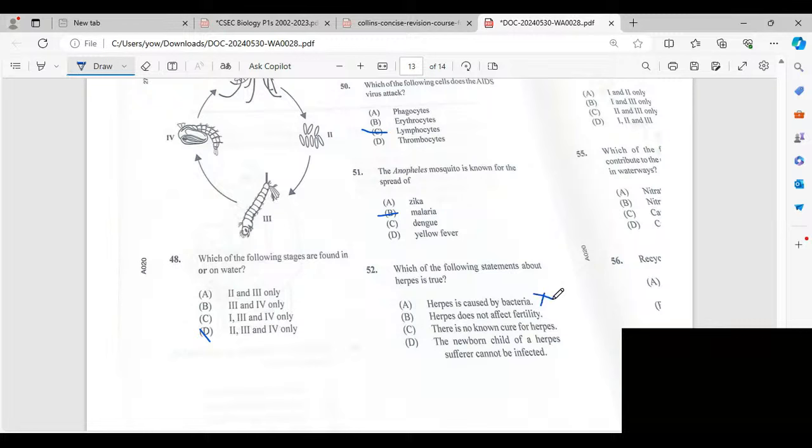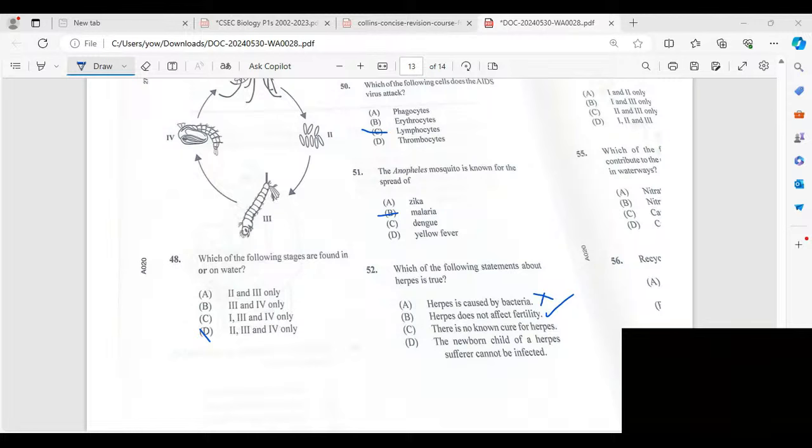So that's no. Herpes does not affect fertility. There is no known cure for herpes. There's no known cure for herpes. 52. What do you have for 52, lads? I think C, right? 52 looks C-ish. It says true about herpes. I don't think there's a cure for herpes at all.